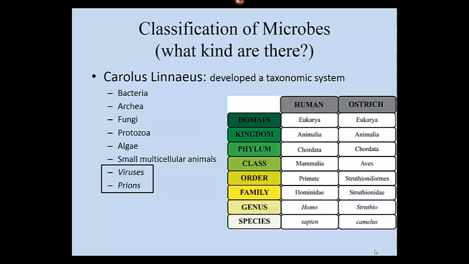So for us, we are members of the domain Eukarya. We're in the kingdom Animalia, phylum Chordata, class Mammalia, order Primate, family Hominidae, genus Homo, and species sapiens. So it's just a system that we use to organize biodiversity. And the course that you're taking is going to stick to the classification of organisms there on that kingdom level. We're going to touch briefly on domains, but for the most part, we're going to be working there on the kingdom level.